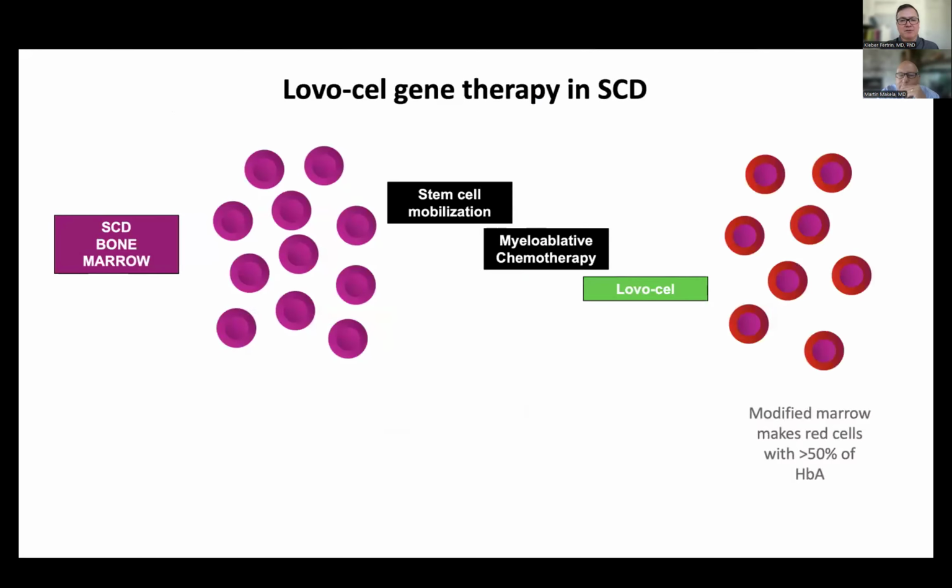This is my representation of how lovo-cel gene therapy works, right? So you move from having a bone marrow that makes 100% of cells that have sickle hemoglobin, and then if you do have a successful stem cell mobilization, modify them in the lab, get the chemotherapy and receive lovo-cel, your marrow starts to make red cells that have 50% of normal hemoglobin. So essentially recreating what would probably be like a sickle cell trait kind of situation.